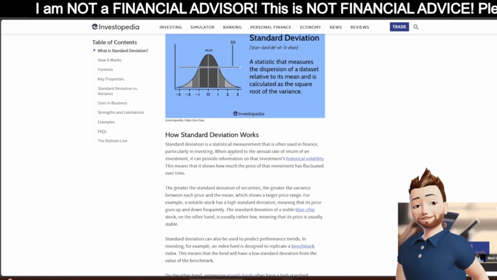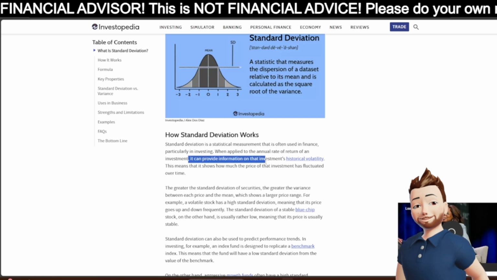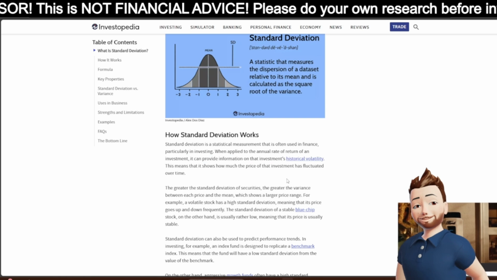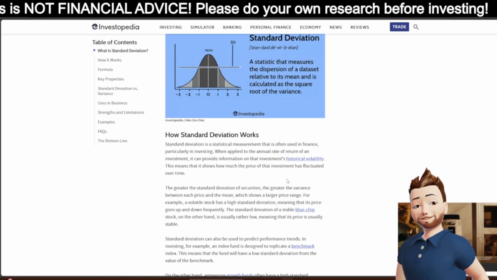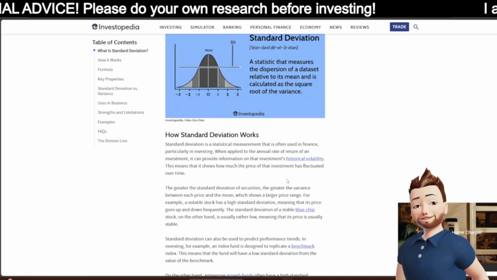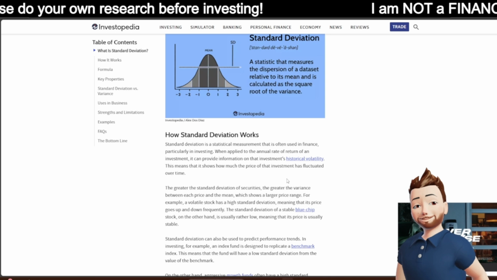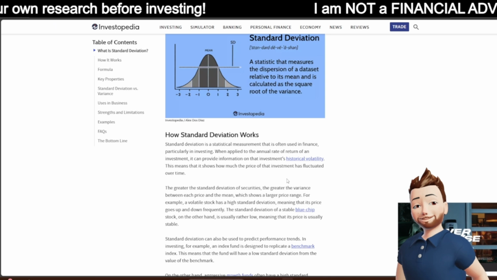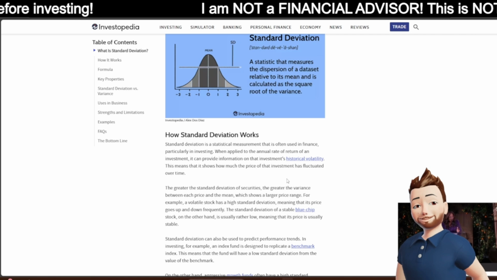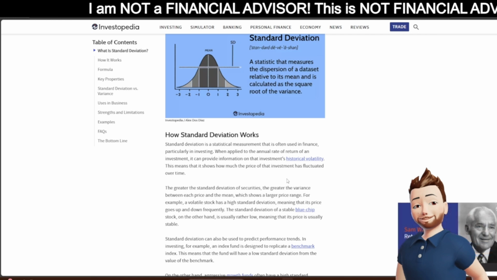Now, what's important is that when applied to the annual rate of return of an investment, it can provide information on the investment's historical volatility. So it could show how far away you are from the average, and you can use this to give a nice indication as to, okay, is it going to retrace back? I know people talk about mean reversion a lot, and it's an awesome topic to think about, whereas usually as stocks go up or they go down, they tend to at some point revert back to the mean, revert back to the middle, to the average, and those kinds of things.